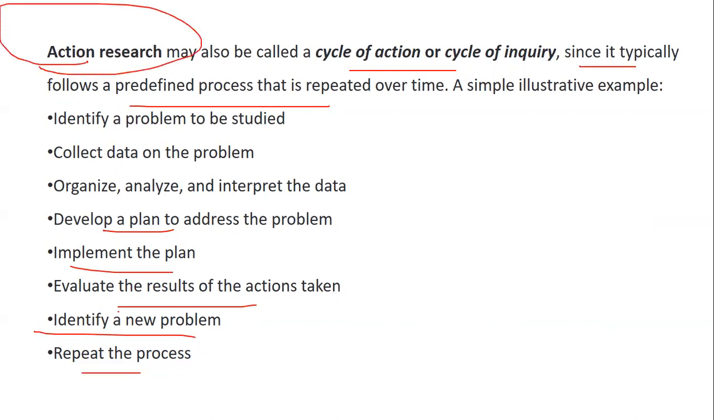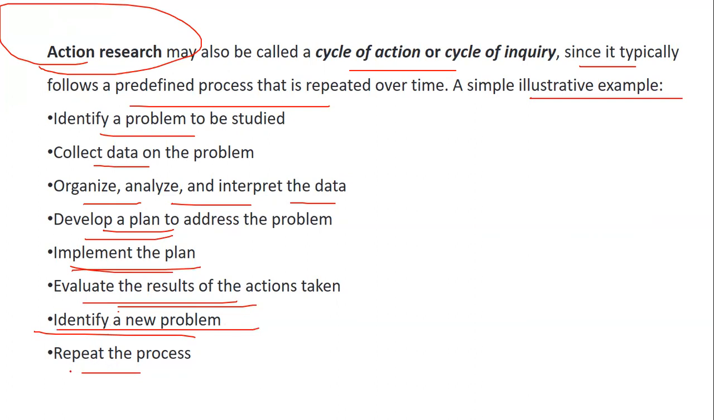So action research is one which comes with an illustrative example where you identify a problem, collect the data, organize, analyze, interpret the data, develop a plan, implement a plan, evaluate the result, identify a new problem, or repeat the process. These are all parts of action research. In short, though it is called a cycle of action or inquiry, it is something which is immediate, an immediate action which is taken in order to solve the problem.